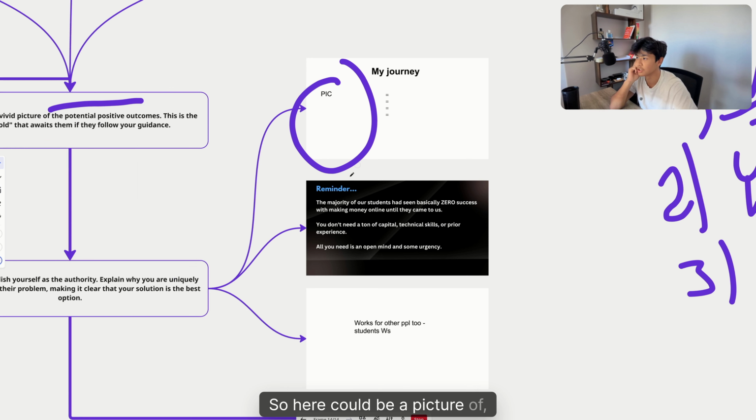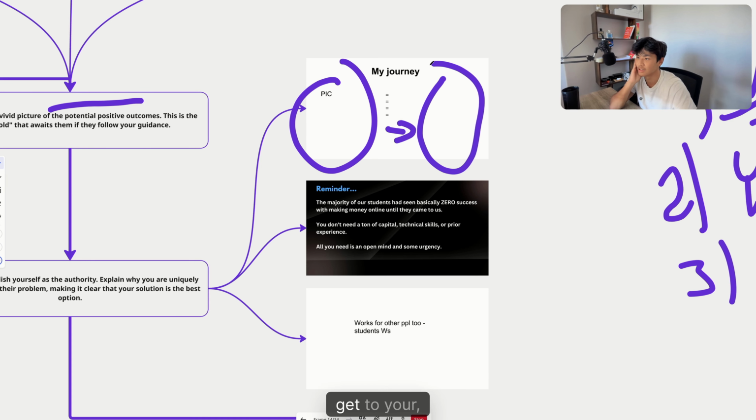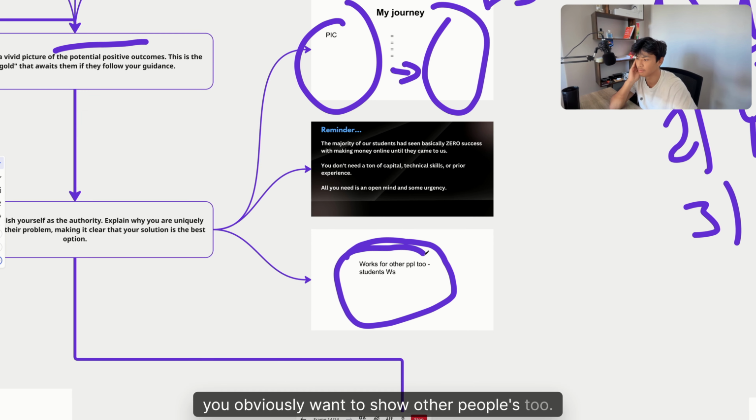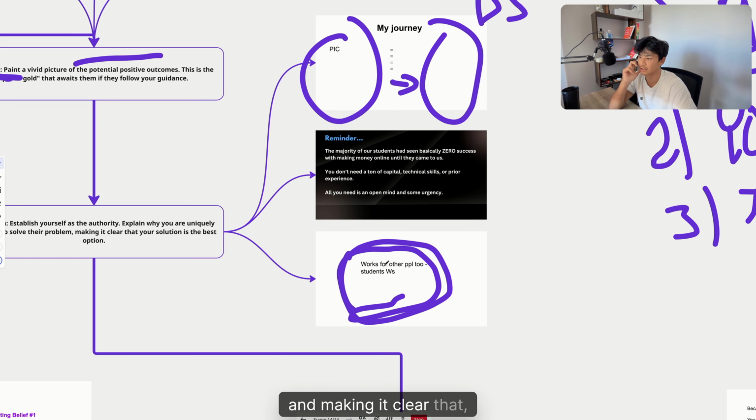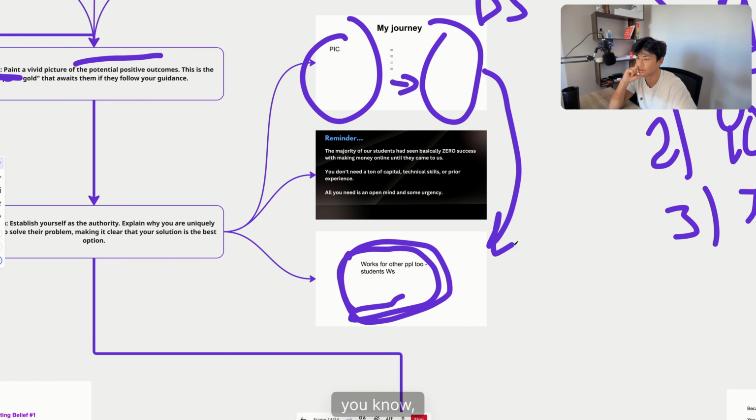So here could be a picture of you before, how dumb you were, how you didn't know anything, how you were in the same exact position, and how you were able to get to your desired situation, or their desired situation, which you are in right now. And you obviously want to show other people's too. So you show all your testimonials, your students, making it clear that you've been able to help yourself, and not just you, but your students as well.